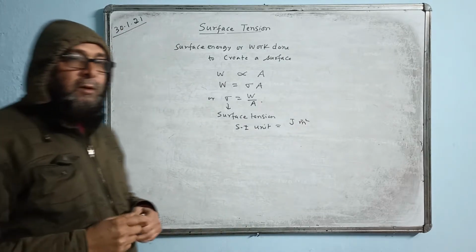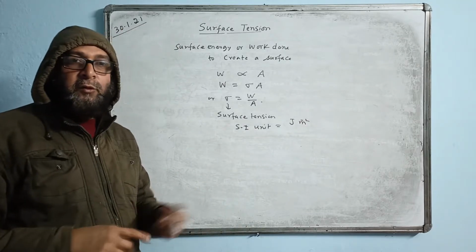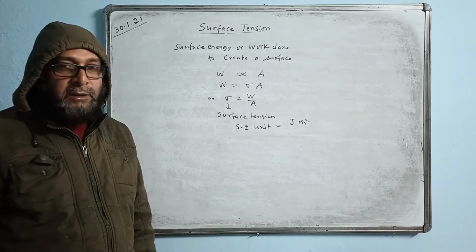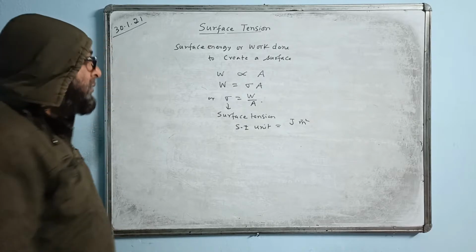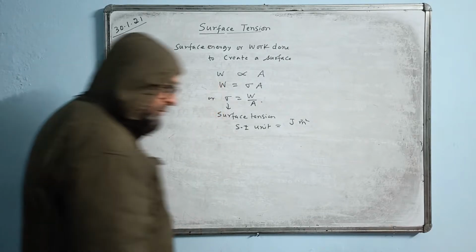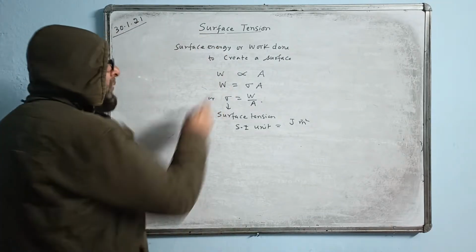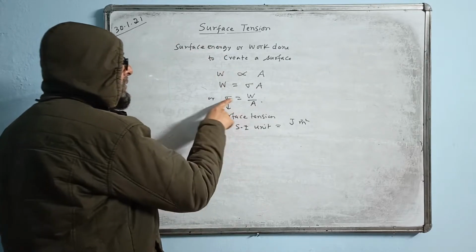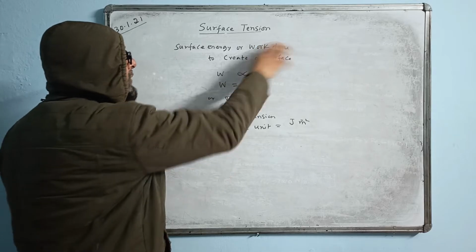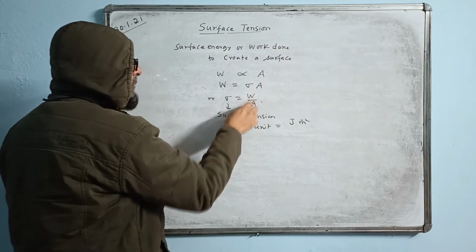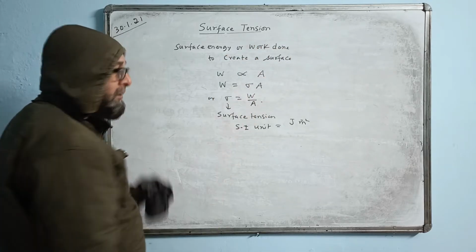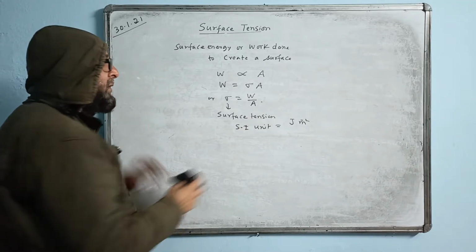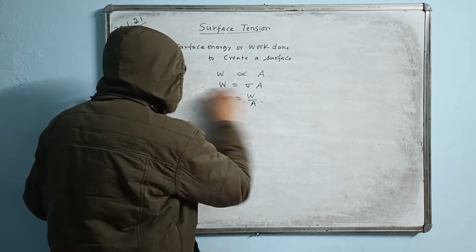Joule per meter square, or J m^-2. So we can express it either way, Newton per meter or joule per meter square. Both of them are the same. If you find the dimension, it will come out the same. So this is also the formula of surface tension in terms of work done or surface energy. We can say surface tension is the amount of work done to create a surface per unit area. We can also say surface energy per unit area is the definition of surface tension.